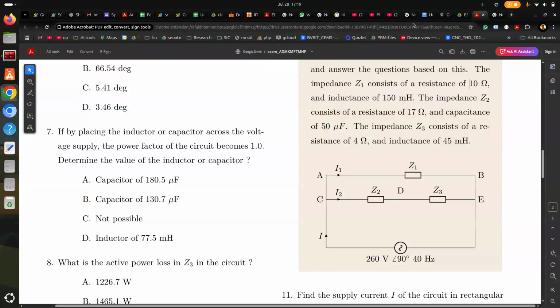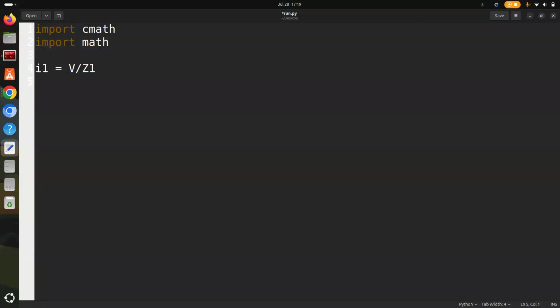So I2 equal to voltage divided by Z2 plus Z3. And my final answer, the total current IT, equal to I1 plus I2. Then I can simply say print IT. This will print the current, and now I can match with the choices.